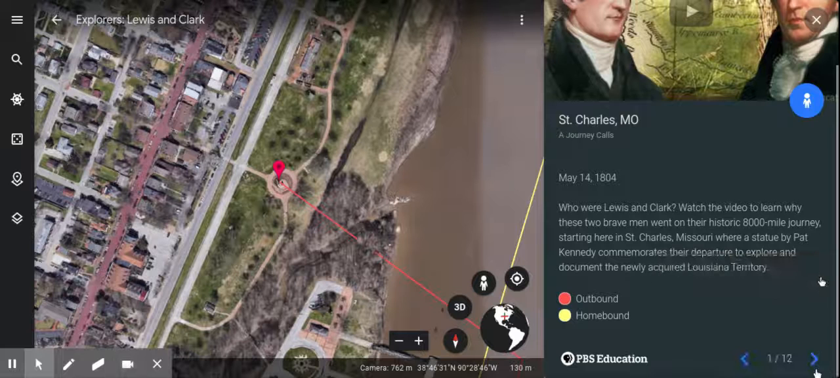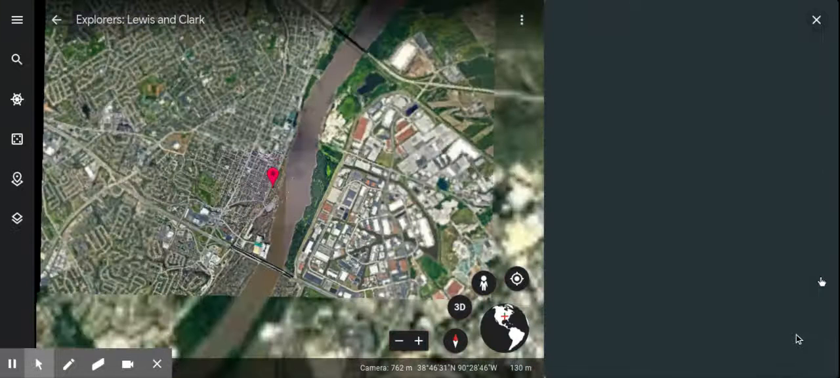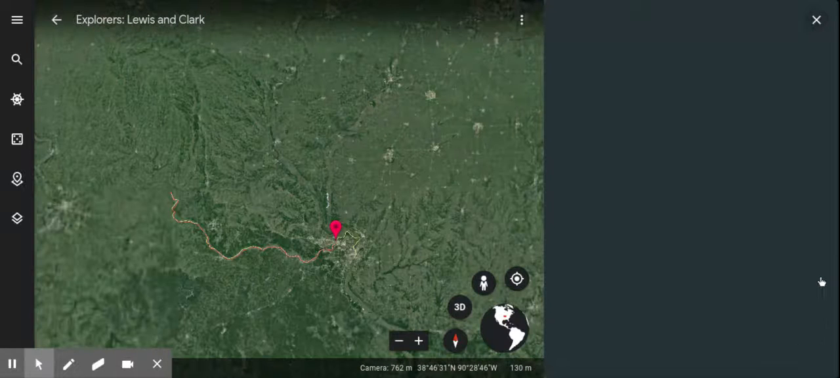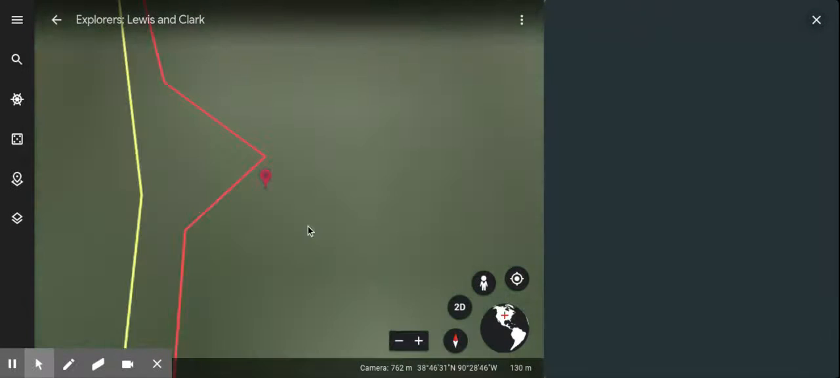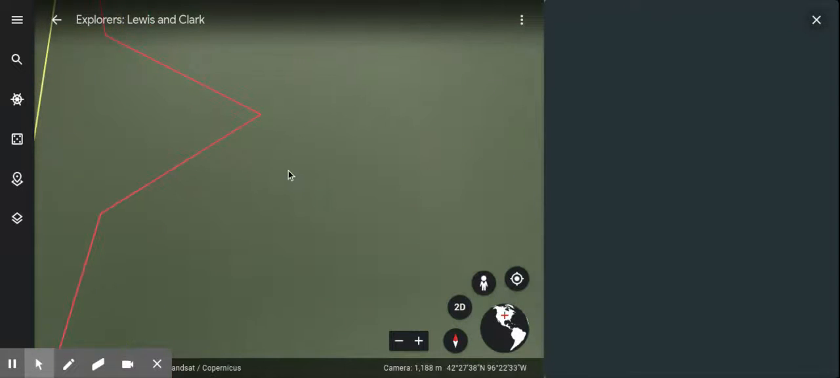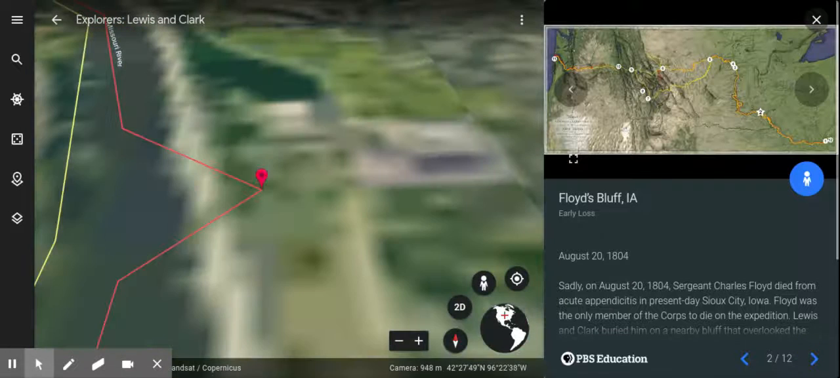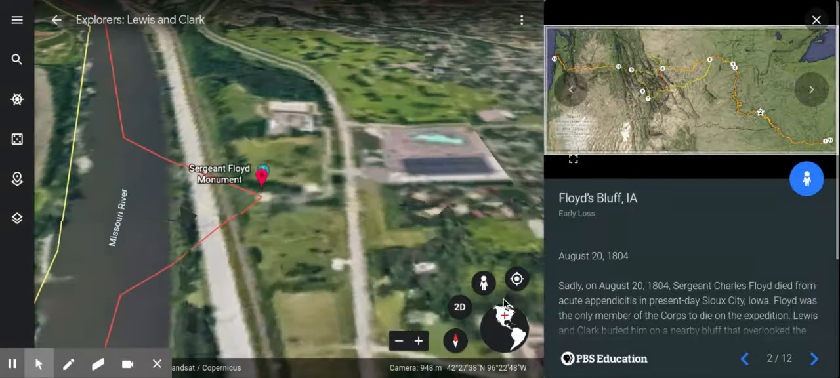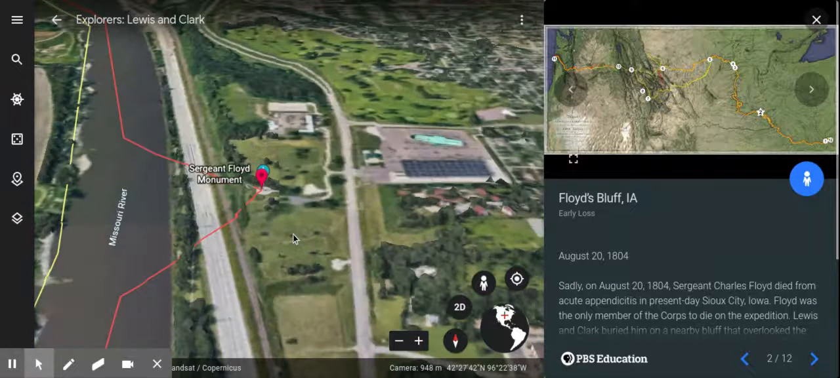So, right down here, it says 1 of 12. You're going to go on the blue arrow to get to the next stop. When you get there, feel free to look around too. You guys know how to operate Google Earth. Take a look around, see what you see.